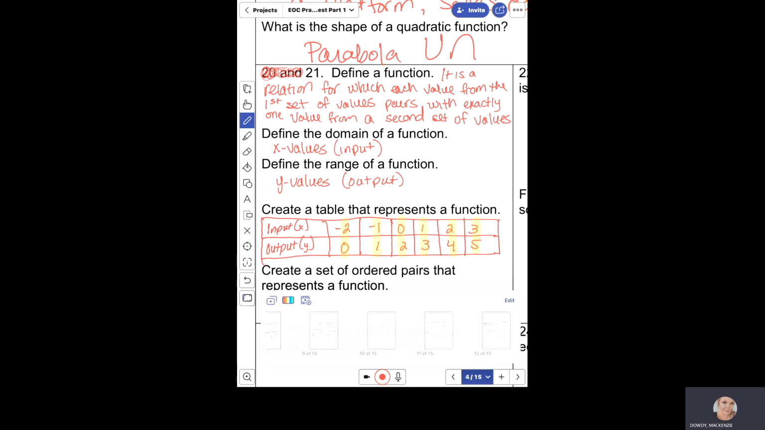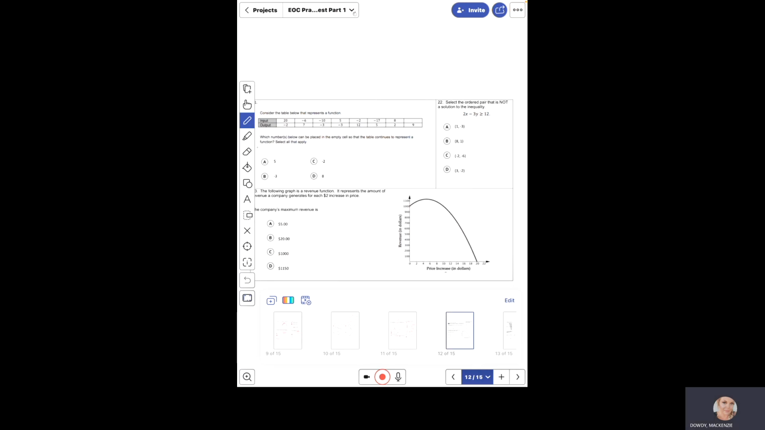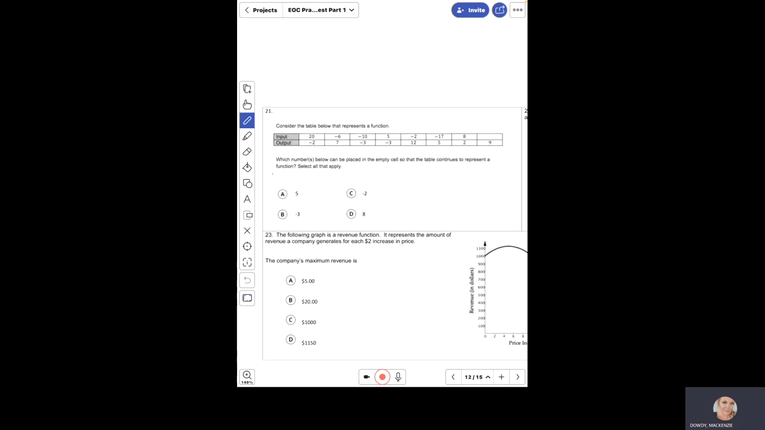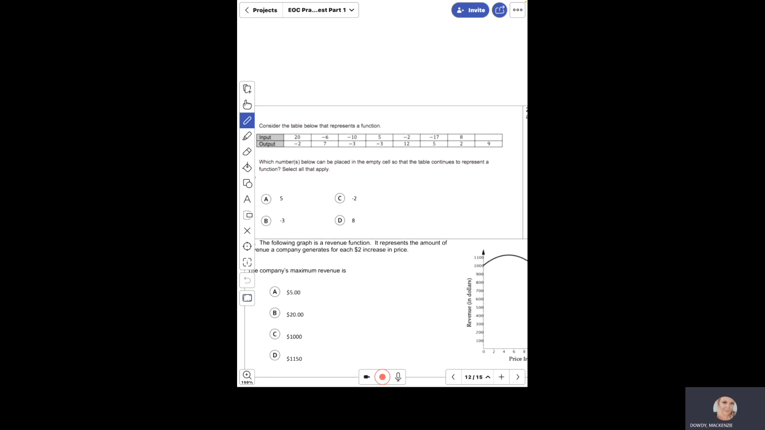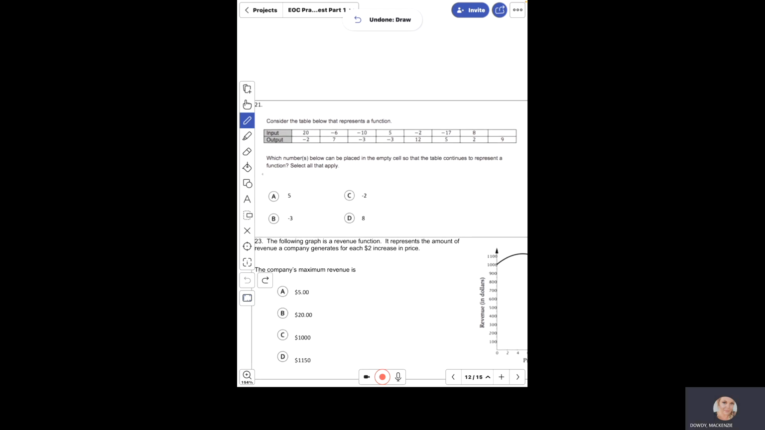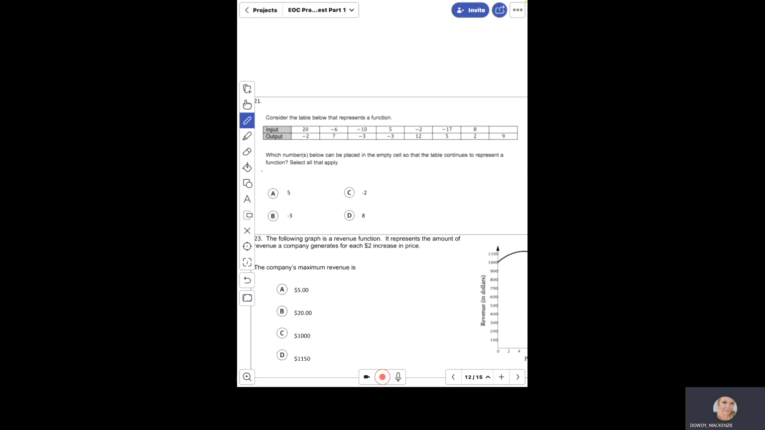Okay, now we're going to go over here. And number 21 says, consider the table below that represents a function. Which number or numbers below can be placed in the empty cell so that the table continues to represent a function? Select all that apply. So I'm going to go through each number and see if we have them already in the input, because that's what we're looking for. We have an input here. See if the number's already in the input.